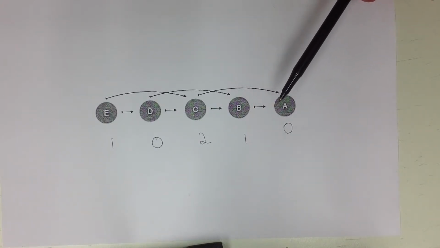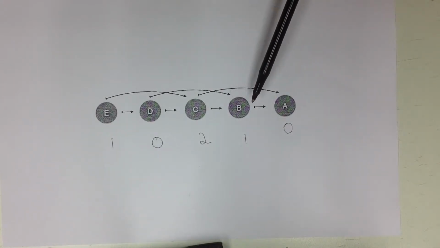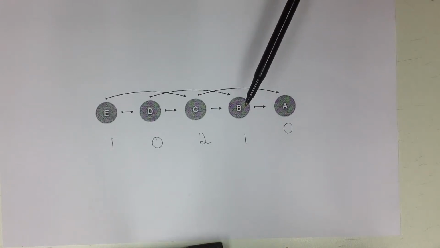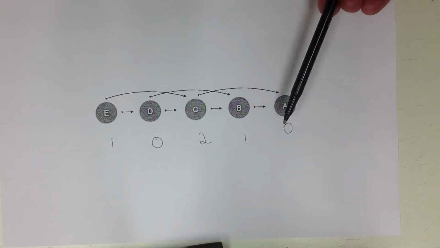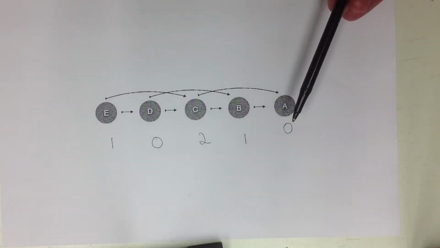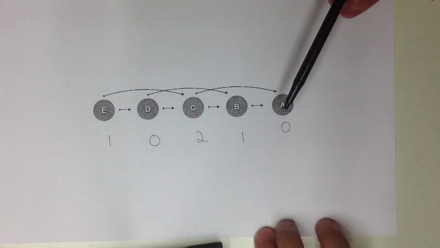Then we'll take a look at B. Well, B points only to A. We label B with the first positive number that is not among the numbers in the points that B points to. So, if B points to the number 0, the next natural number that is not 0 is 1. So, we're going to label B with the number 1.